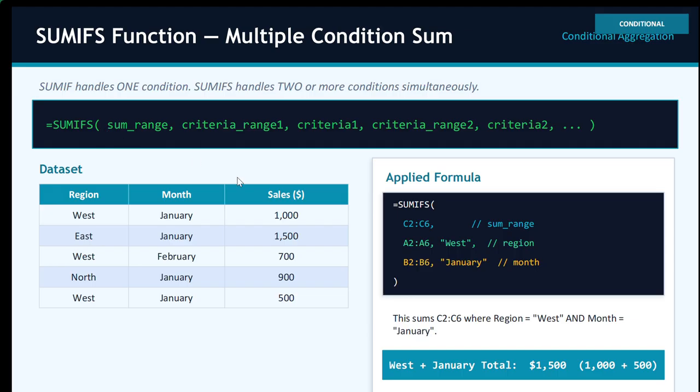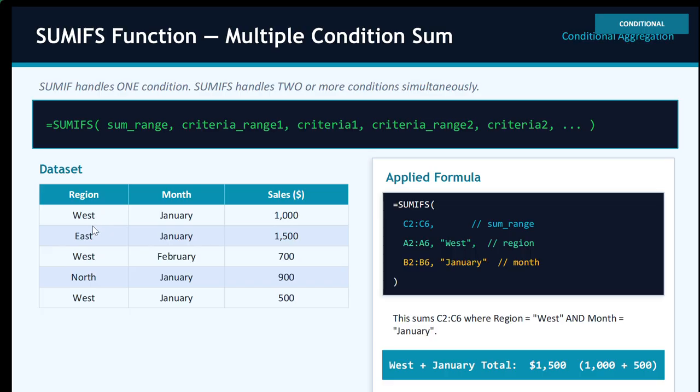So SUMIFS, one thing about the IFS is they handle multiple criteria. For SUMIFS, the first thing we are dealing with is our sum range, then criteria range one, criteria one, criteria range two, criteria two. So what is the sum range? The sum range is these fields that we are dealing with, that's C2 to C6. Then A2 to A6.